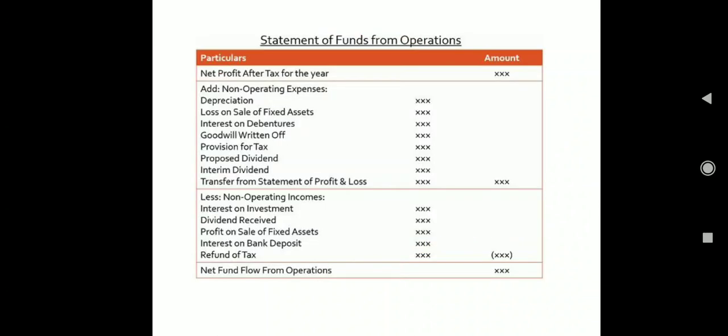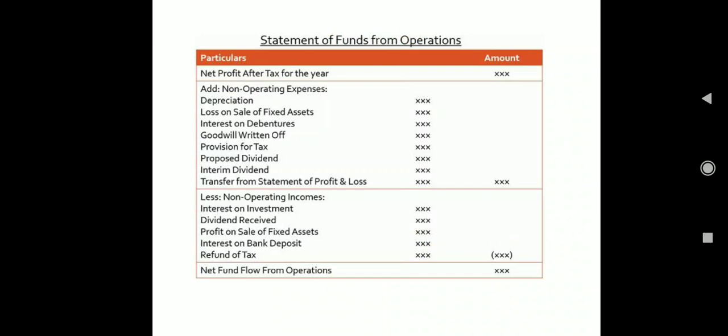Next, in the PDF notes also I have sent you how to prepare the format. In the statement of fund from operation, we will have three columns: one for particulars, and for amount we'll have two columns, an inner column and an outer column. And the calculation of fund from operation always starts with the net profit, because profit is a very important source of fund in any business. In fact, profit from operation is the only source generated internally, that is, from the operations of the business activities.